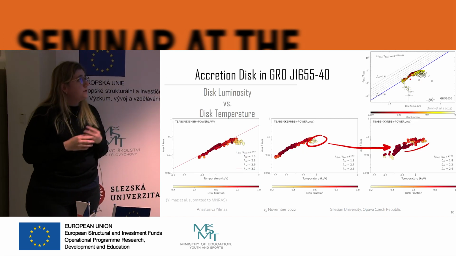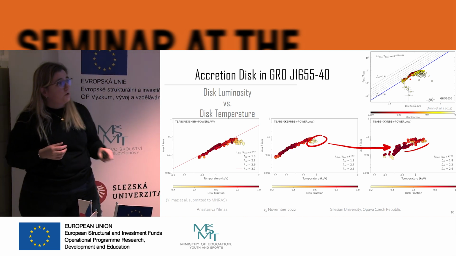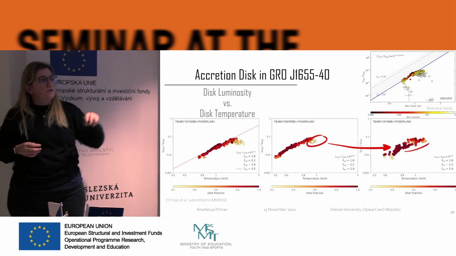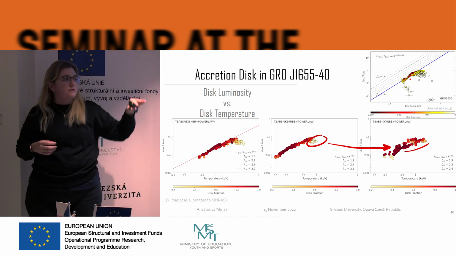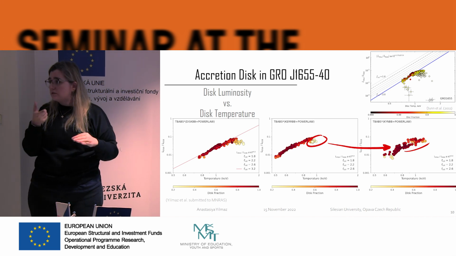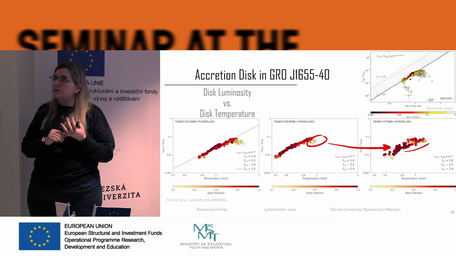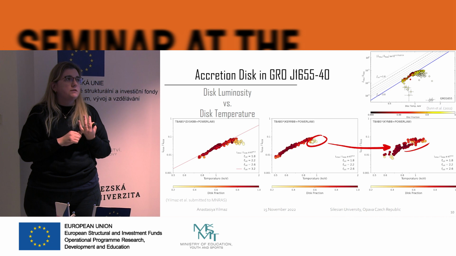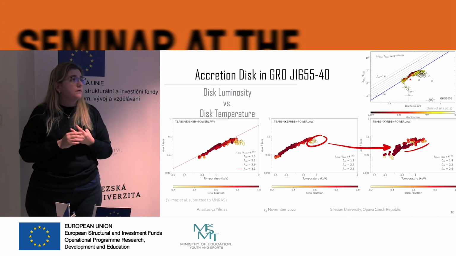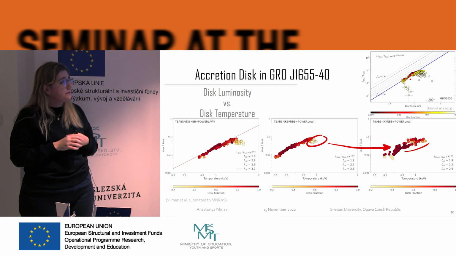So, how does the accretion disk in GRO J1655-40 evolve? This was the picture I showed you before. What we did was try to reproduce the same data set and the same plots. One of the things I changed is a better treatment of the instrumental uncertainties, because RXTE is not a really well calibrated instrument. It's a very old instrument, so it's subject to very high instrumental uncertainties.